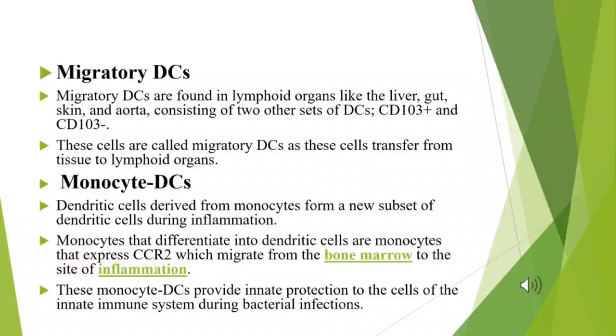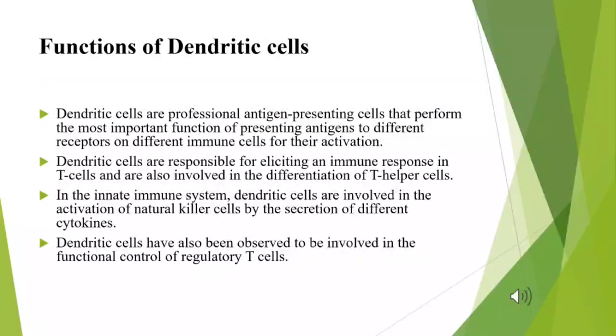And another type of dendritic cells, that is monocyte dendritic cells. Dendritic cells derived from monocytes form a new subset of dendritic cells during the inflammation process. Monocytes that differentiate into the dendritic cells are monocytes that express CCR2, which migrate from the bone marrow to the site of inflammation.